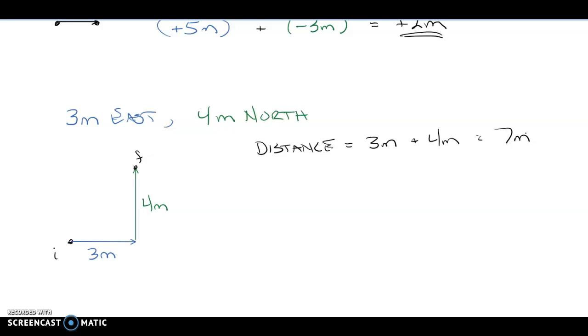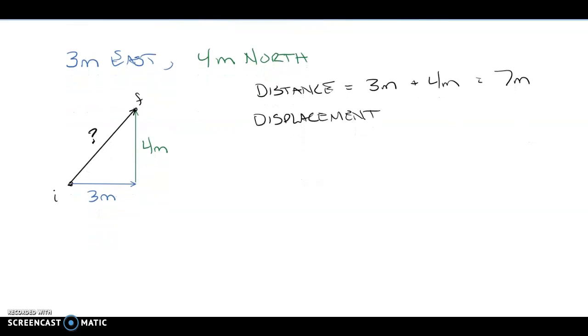But my displacement is a little bit different. My displacement is my change in position. Well, how's my position changed? Well, I've gone from my initial position directly to my final position. That length is my displacement. What is that length going to be? So mathematically or graphically, I can actually calculate this.